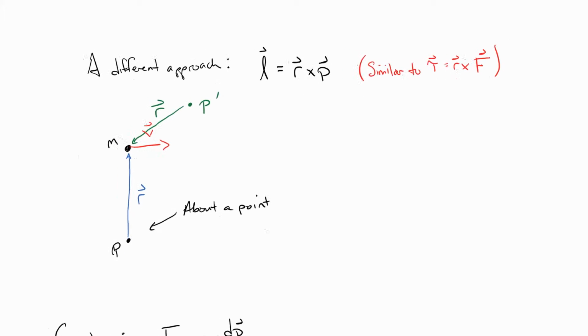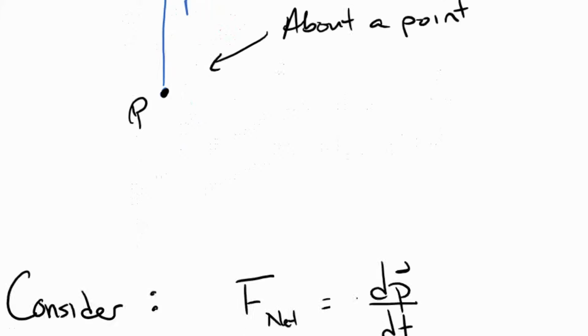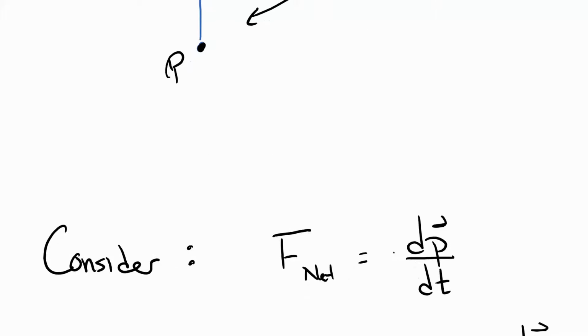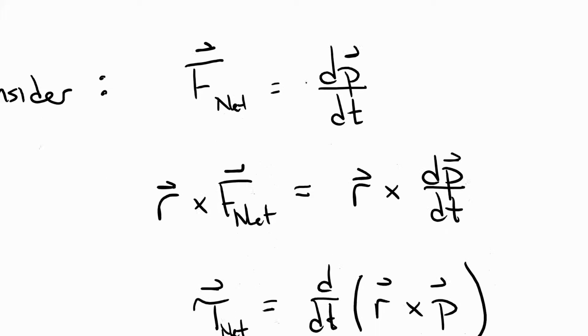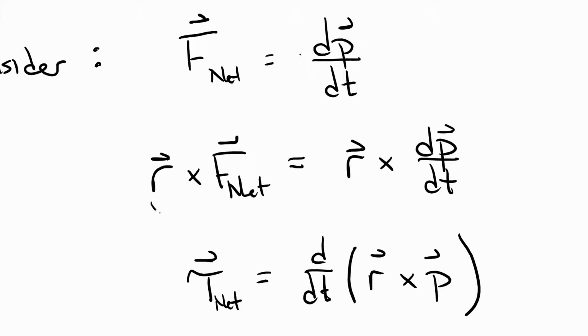Now, just to briefly try to motivate this, consider Newton's second law: F net equals dp dt. What I want to do is cross r into both sides of this. So I have r cross F net and r cross dp dt. With a little bit of hand waving, this, recall, is our definition of torque. So that's a simple change. And then I'm going to put r into my derivative.